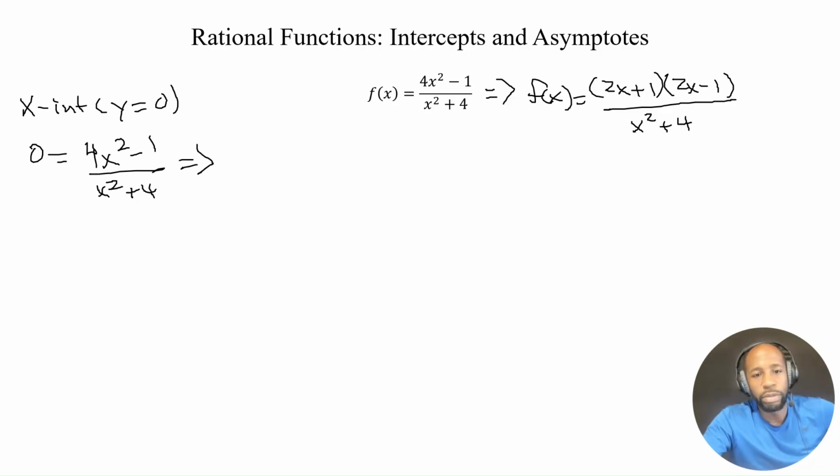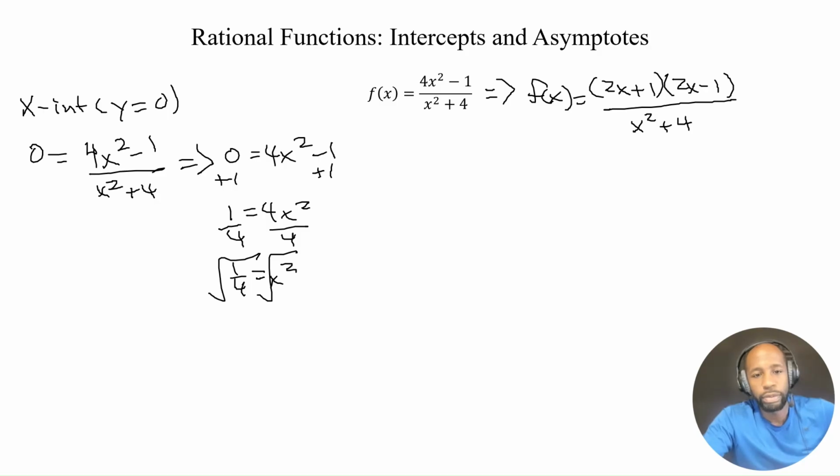So then that becomes 0 equals 4x squared minus 1. Add 1 to both sides. 1 equals 4x squared. Divide by 4: 1/4 equals x squared. Take the square root. And then, sorry, not x squared because I just took the square root. So x is going to be equal to plus or minus 1/2.